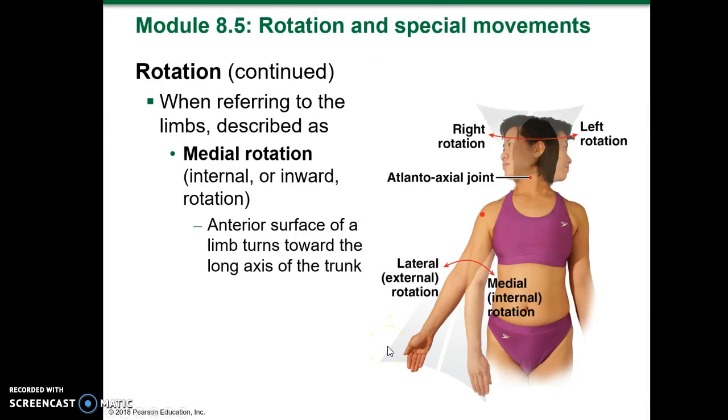When referring to the limbs, this is described as medial rotation, internal or inward rotation. This is the same thing I was just talking about. The anterior surface of the limbs turn towards the long axis of the trunk. So keep in mind again where you're actually turning the arm is up here at your shoulder.